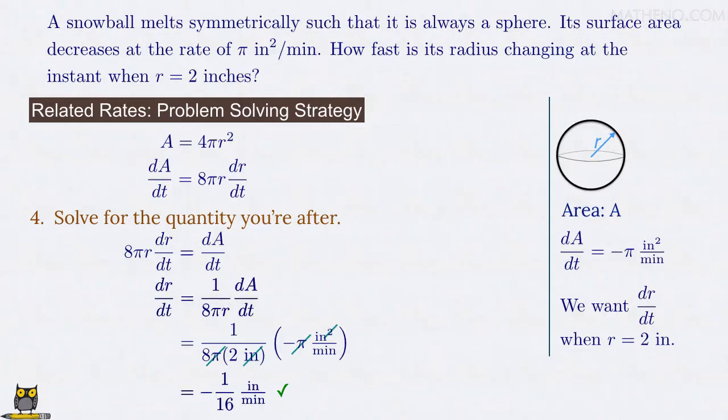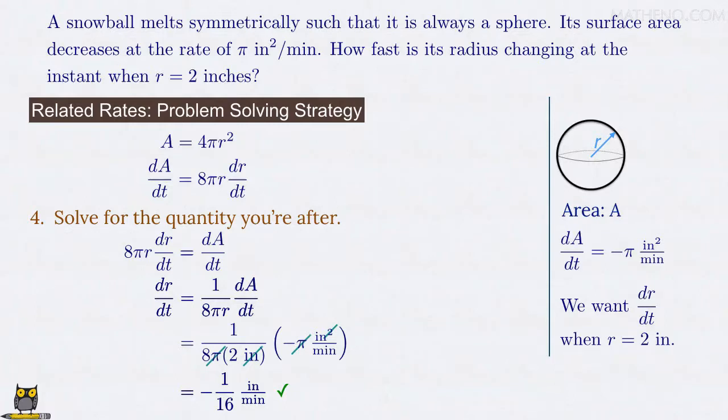We can also ask, does it make sense that dr dt has a negative value? And again, the answer is yes, for the same reason that dA dt has a negative value. Both the area and the radius decrease as time progresses, and so those negative signs must be there.